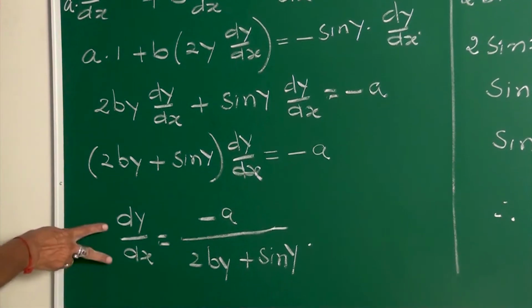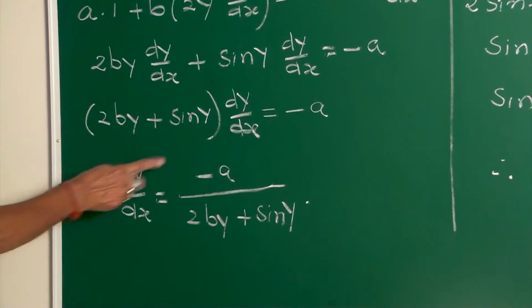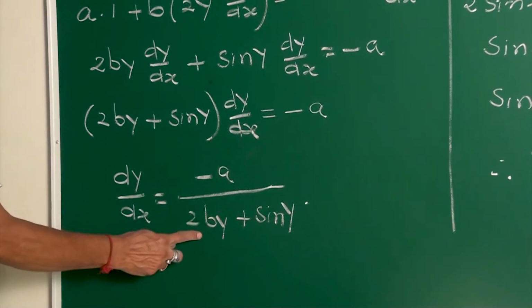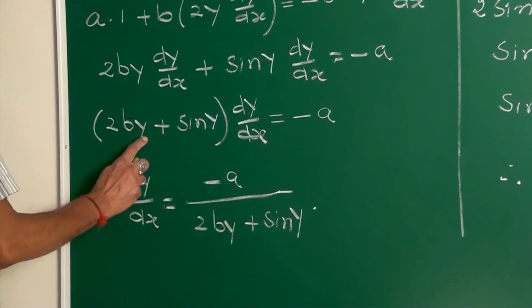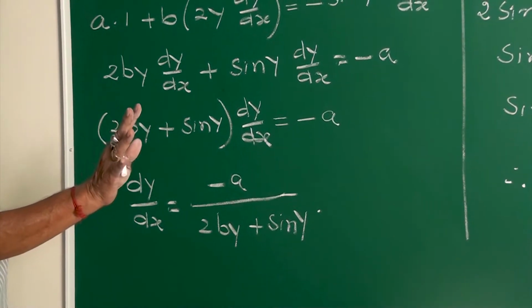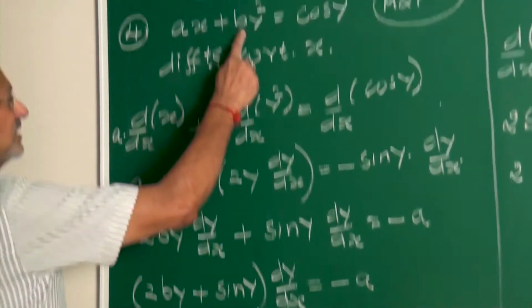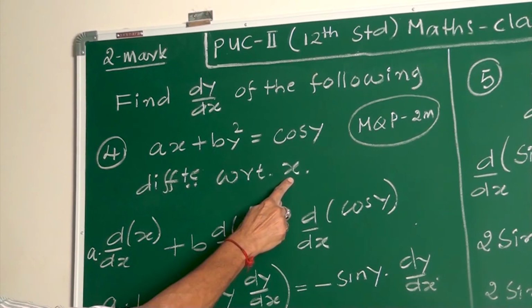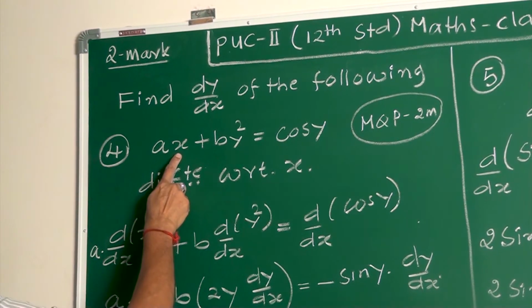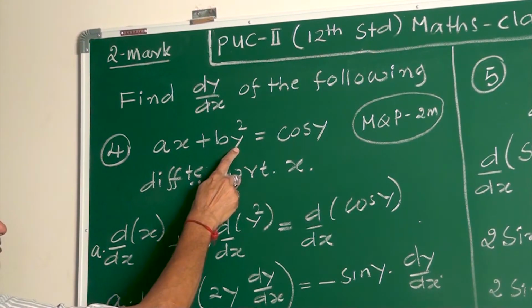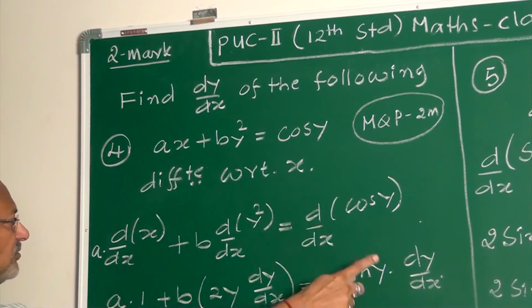What is the last step? Solve for dy by dx. It is minus a upon 2by plus sin y. I will explain this here once again, my friends. Given function, differentiate with respect to x. A into derivative of x plus b into derivative of y square equal to derivative of cos y.